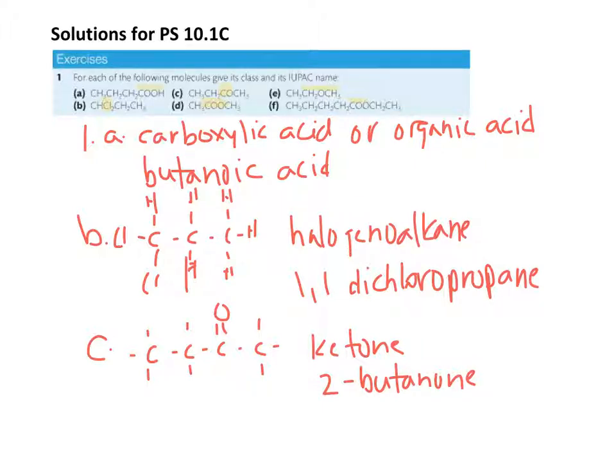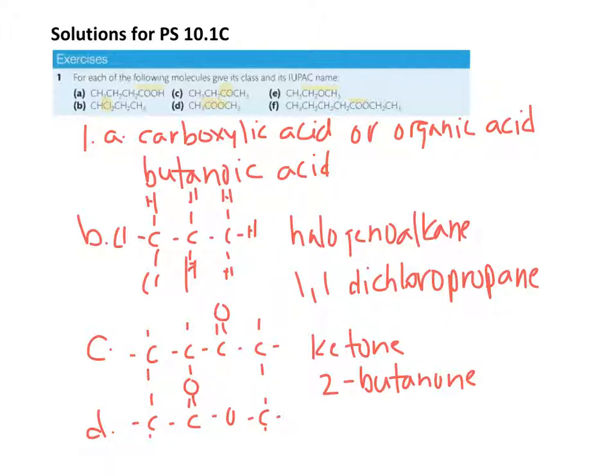Letter D, now I've got a COO group in the middle. Instead of an H being on, there's another carbon group there, what we call a methyl group. So when I draw this one, I've got my 3 hydrogens attached to the carbon. And then I've got the COO group, a double bonded oxygen, and then a single bonded oxygen, and then another carbon group.